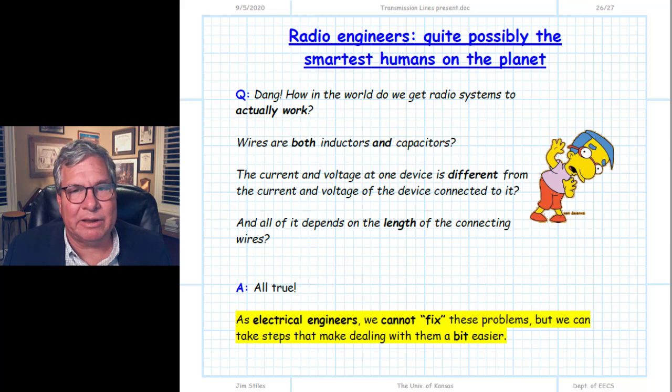You might say, how do we get rid of the induced voltages and displacement currents? Well, we can't get rid of them. They are there. All we can do is try to design our systems in a way that they are more easily dealt with in terms of our designs and our mathematical analysis. And so there are some things we can do to make this a bit easier.